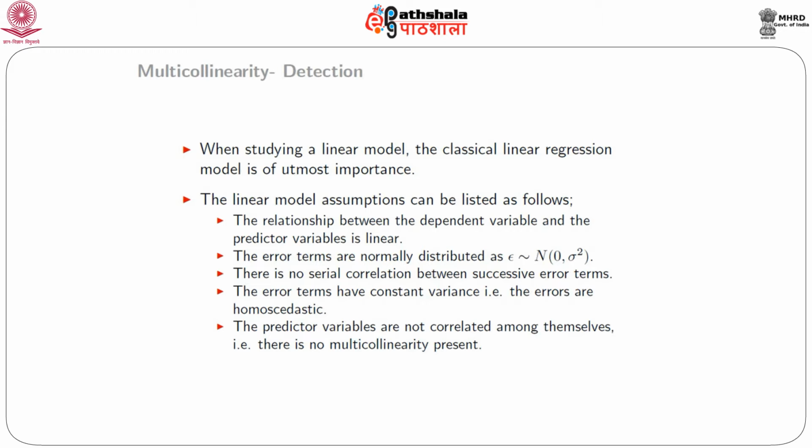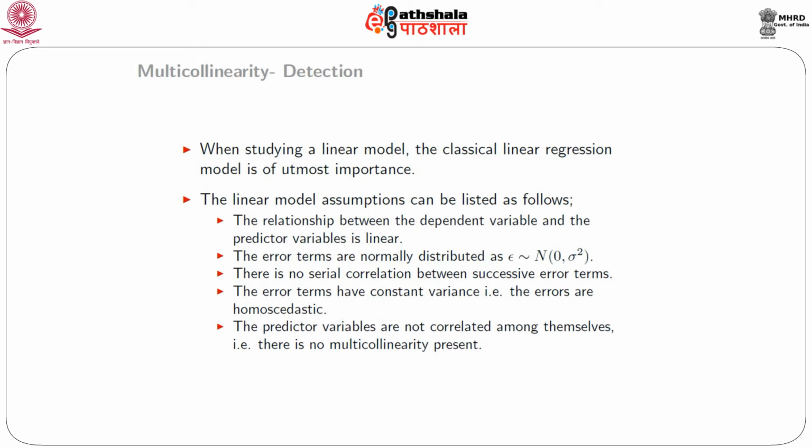The error terms have constant variance. This is the next assumption. When we say error terms have constant variance, we mean that in assumption 2, the sigma square that we talked about, which is the variance of the error term, remains the same for every error term for every observation. This assumption is called the assumption of homoscedasticity. When the error terms have constant variance, they are called homoscedastic. When the variance varies from one error term to another, they are called heteroscedastic.